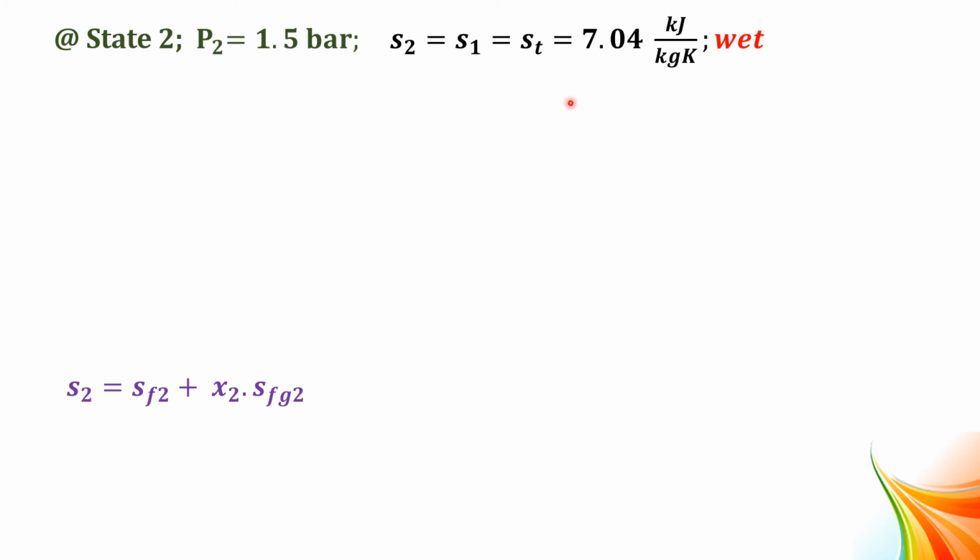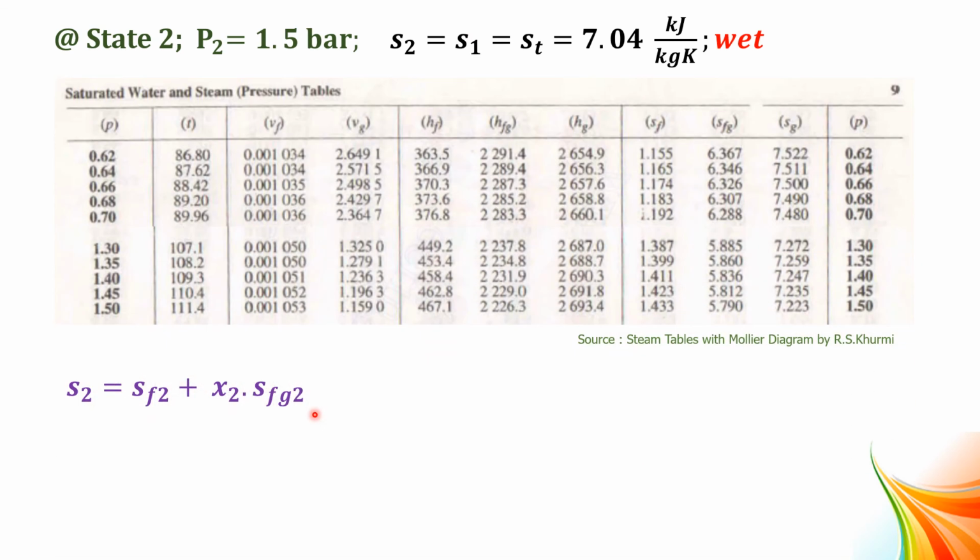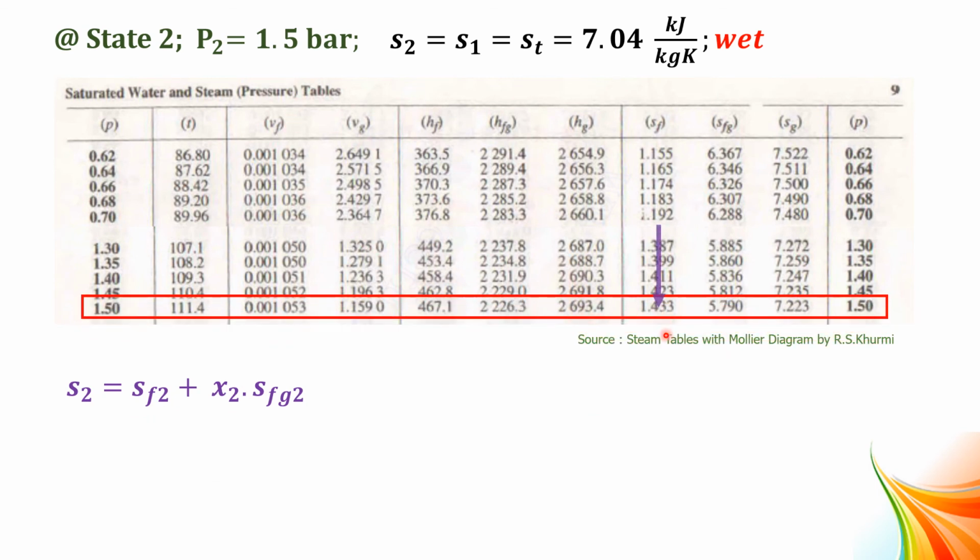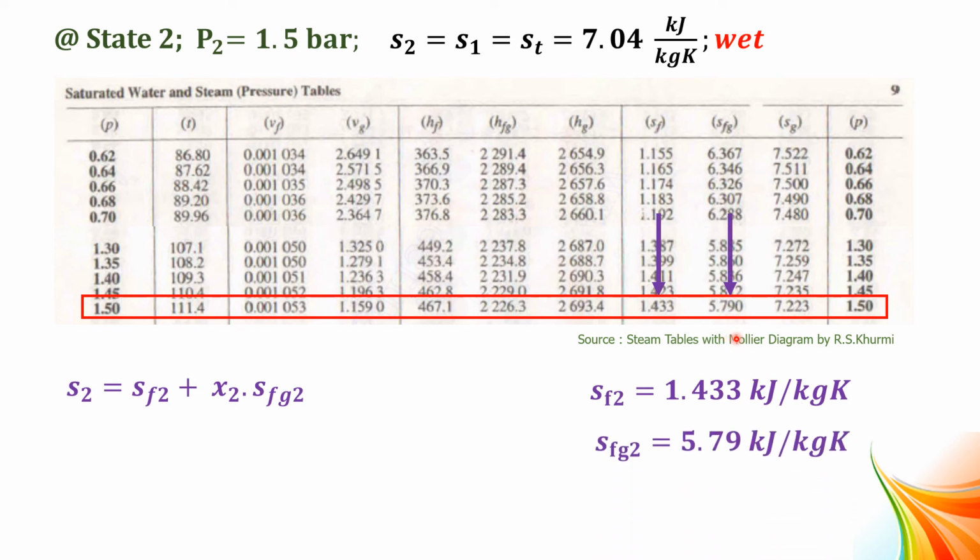S2 value already we know. So we have to find out the values of Sf2 and Sfg2 from the steam table corresponding to a pressure of 1.5 bar. The Sf2 value is 1.433 kilojoule per kilogram Kelvin and Sfg value is 5.79 kilojoule per kilogram Kelvin. Now substituting the values of Sf2, Sfg2 and S2 in this equation, we get X2 equal to 0.968.